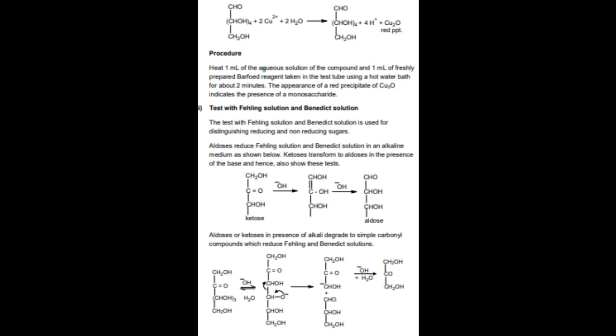Benedict test. To 1 ml of aqueous solution of the carbohydrate taken in a test tube, add 1 ml of Benedict solution and heat the test tube. The appearance of red precipitate indicates the presence of the reducing sugar.